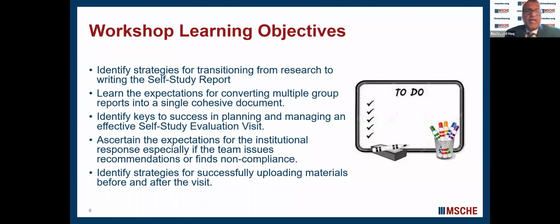So let's look at some of the workshop learning objectives. This part is sort of the second part of your overall cycle. So in this part, you identify strategies for transitioning from research writing to actual self-study report. Also, you learn the expectations for converting multiple group reports into a single cohesive document, which can be very challenging at times. Then identify keys to success in planning and managing an effective self-study evaluation visit.